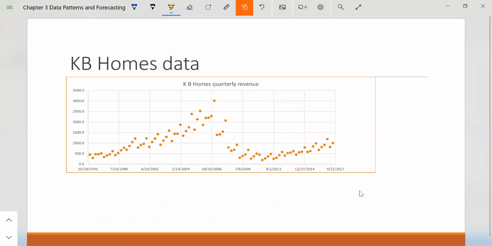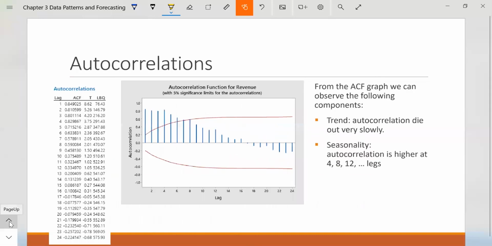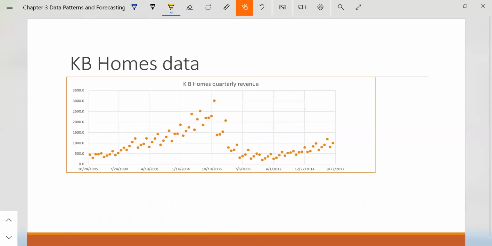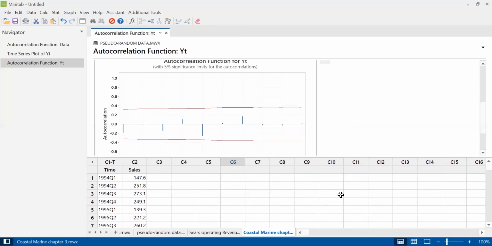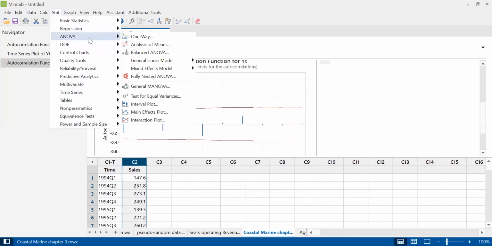Before I move to KB Home's data again, I want to go back to Minitab and quickly show you how to obtain the x-axis notation. So going back. The name of the data file is Coast Guard Marine Chapter 3. Okay, I've already put it up. The first column is the time. The second column is the actual sales. And we want to create a time series plot with labels for the x-axis.